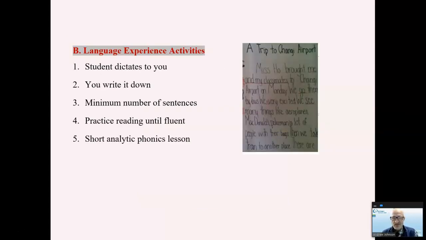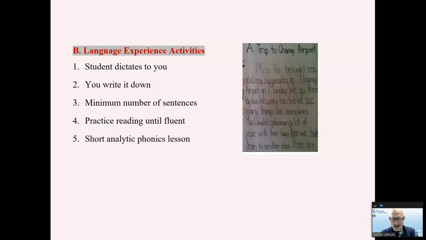Language experience activity. Oh, this is the best. I use it a lot with emergent readers, preschool, kindergarten, and 1st grade. A lot with struggling readers as well, and second language students sometimes. The language experience activity or approach is to have an activity first or an experience first, and students dictate to you what they want to say. And we usually have a 2 to 5 sentence minimum here.